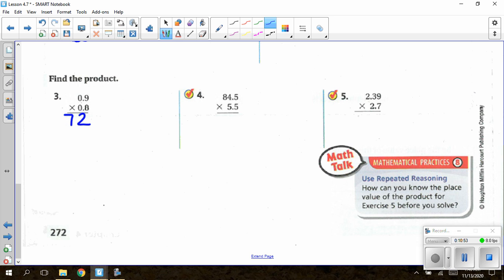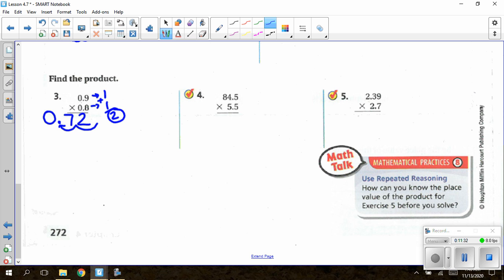So now to place my decimal, the 9 tenths has 1 digit behind the decimal. The 8 tenths has 1 digit behind the decimal. Adding that together would give me a total of 2 decimal place values in my answer. Again, I always circle that number so that it's not blending in with my final answer. So from the end of the 72, 1, 2 to the left, places my decimal in front of the 7. And then because this is just a decimal answer, I do like to put a 0 in the ones place, but you do not have to if you choose not to.